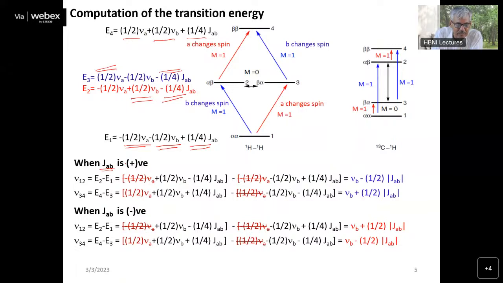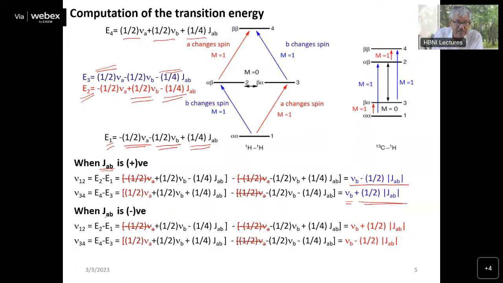So when JAB is positive, this line number 1 to 2 will be E2 minus E1. That only I have done here mathematically. If you see, ultimately you get nu B minus half JAB. So this is nothing but the precessional frequency of the nucleus B minus half of the coupling constant JAB. Similarly nu 3 4, because these two are from the transition of B nuclei, will again be nu B, and this is plus half JAB.